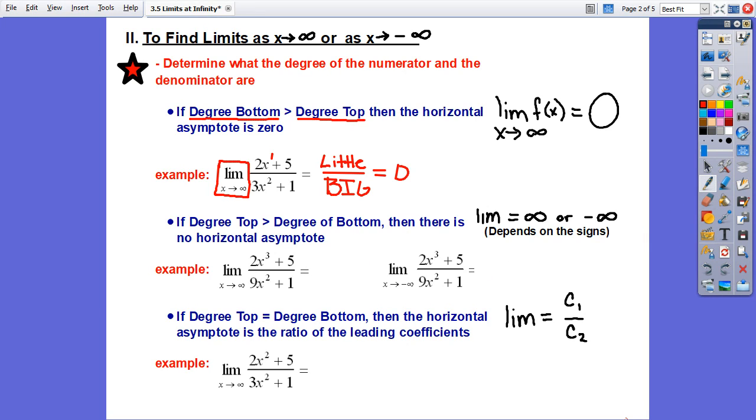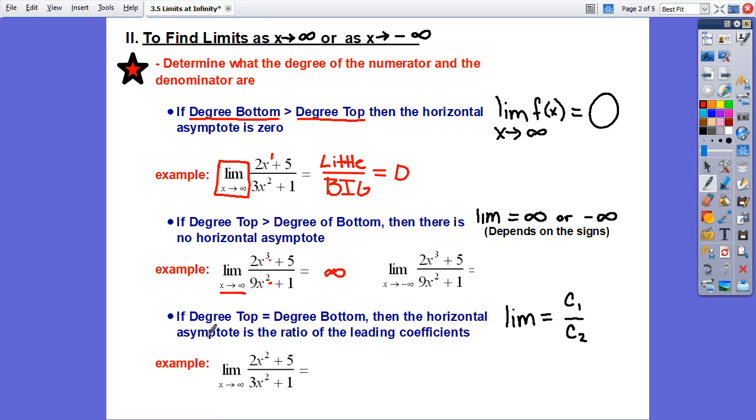So our answer to these are either going to be infinity or negative infinity. So once we determine, we go, oh, the limit as x approaches infinity, I look at degrees, 3 and 2. Degree on the top's bigger than the bottom. That's either going to be infinity or negative infinity. Now, how I determine which one it is is through the signs. Okay, so let me show you what I mean by that.